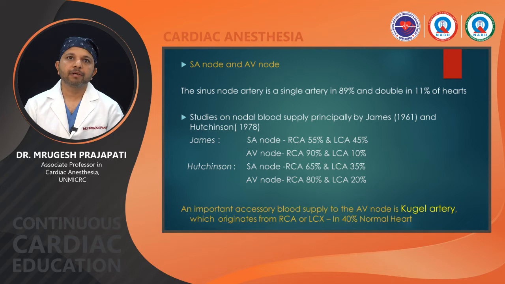The AV nodal artery also supplies the bundle of His and the proximal few millimeters of the bundle branches. The rest of the bundle branches and Purkinje fibers are supplied by the septal branches of the left anterior descending artery. An important accessory blood supply to the AV node is known as the Kugel artery, and this Kugel artery originates from the RCA or the left circumflex artery. The Kugel artery is present in around 40% of normal hearts.